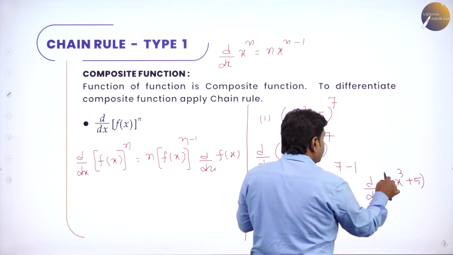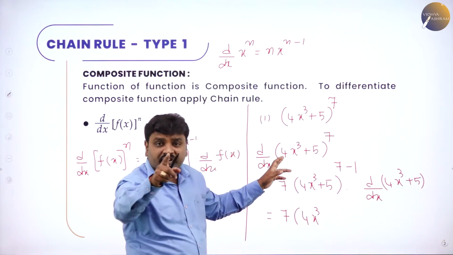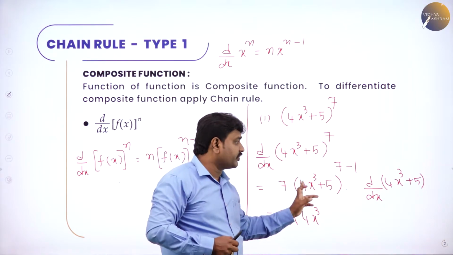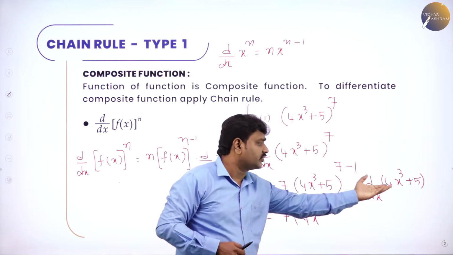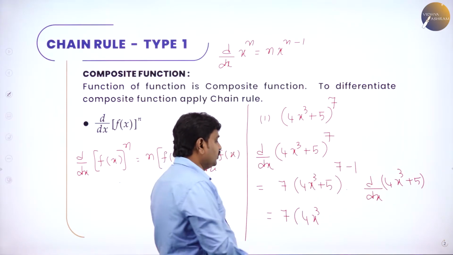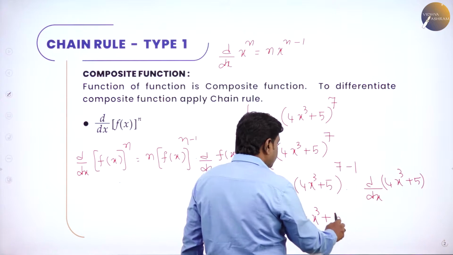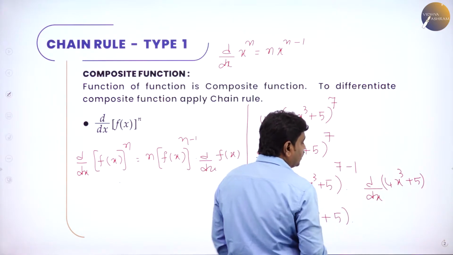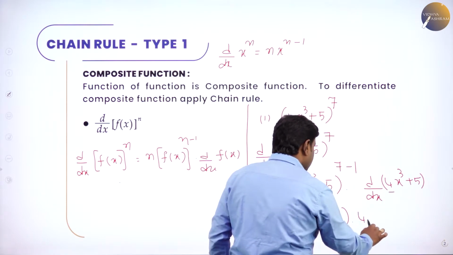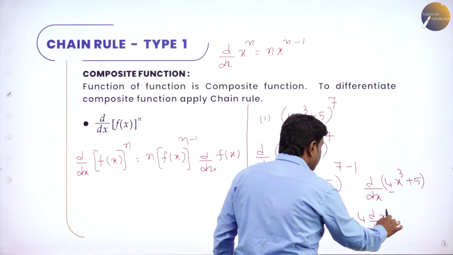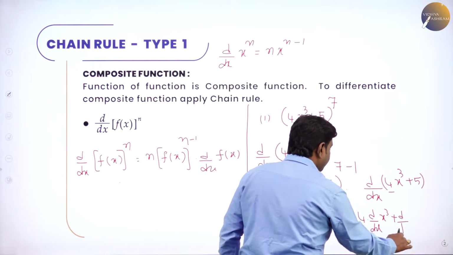Chain rule. What is chain rule? It is in the form f of x power n. What is the answer? n into f of x power n minus 1 into d by dx of the internal function. What is the internal function? 4x cube plus 5. So that is 7 into 4x cube plus 5 into d by dx of the internal function. What is d by dx of 4x cube? All of you know 4 is constant. Take it outside and apply d by dx for x cube, plus apply d by dx for 5.